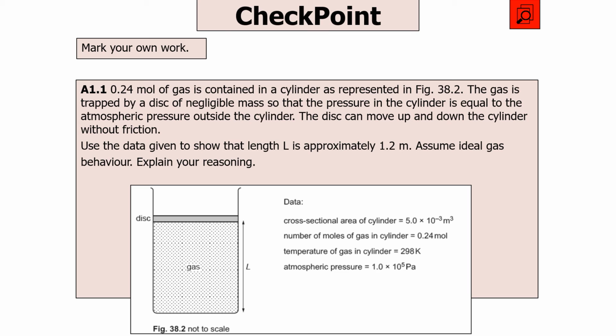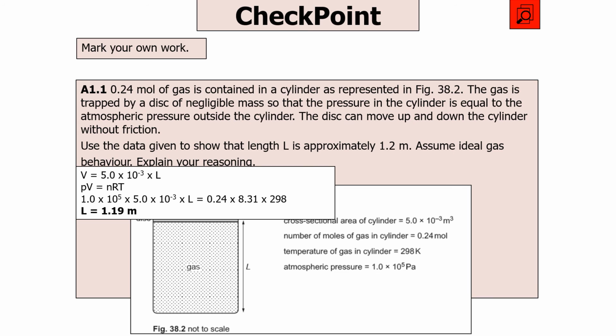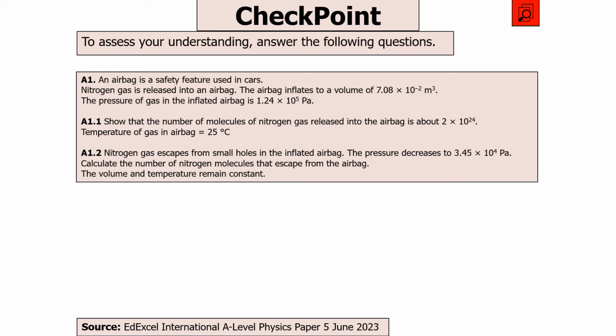Right, in this question, how do you work it through? Well, we can work out what the volume is because it's 5 times 10 to the minus 3, which is going to give you your area times the length. We know PV equals nRT, so therefore we can substitute that volume into that equation. Pop it in, and then you've got your values for n, R, and T. Remember, temperature is in Kelvin, okay? And then we've got pressure given as well, so you can pop them all through to get L to be equal to 1.19 meters.